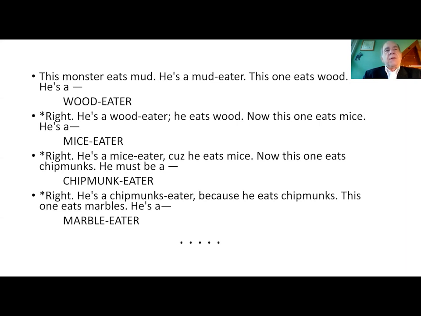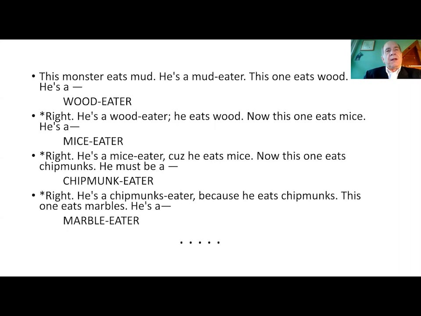Now, this one eats mice. He's a mice eater, says Lindsay. Now, mice is an irregular plural. It doesn't end in an S, and so there's no S to drop. So mice eater is what you and I would say as well. Right, he's a mice eater because he eats mice. Now, this one eats chipmunks. He must be, she says, a chipmunk eater. So for the first time in her life, presumably, she has formed a compound noun, something eater, by taking a plural noun, dropping the S, and adding eater to it. So she's behaved just the way Peter Gordon's subjects behaved. She dropped the S, just as you and I would drop the S.